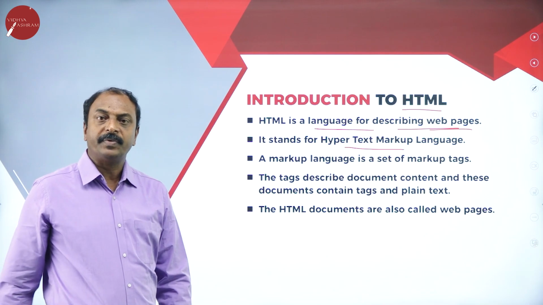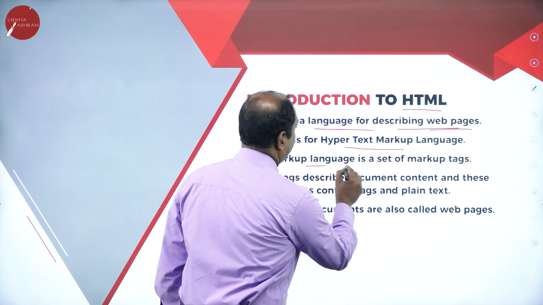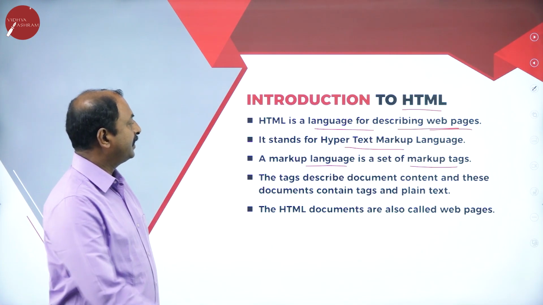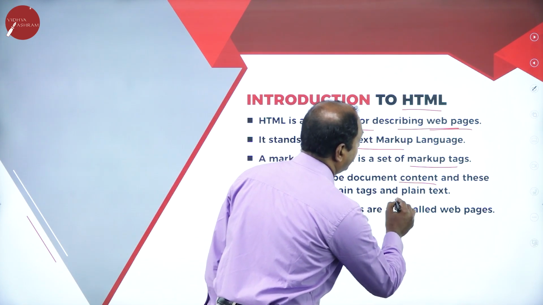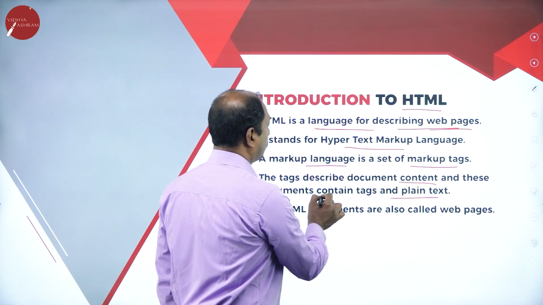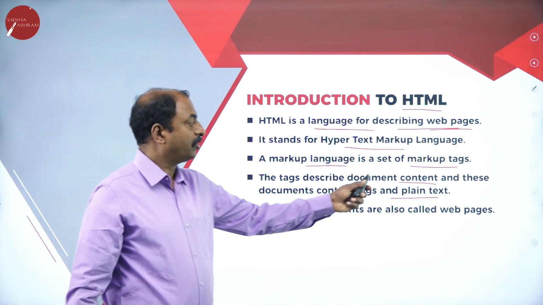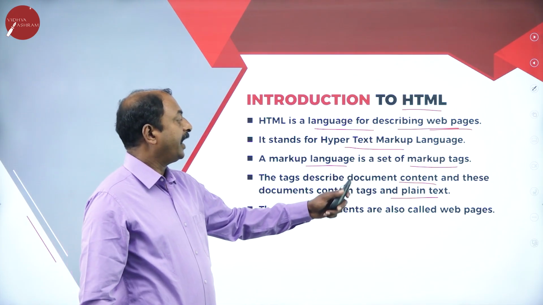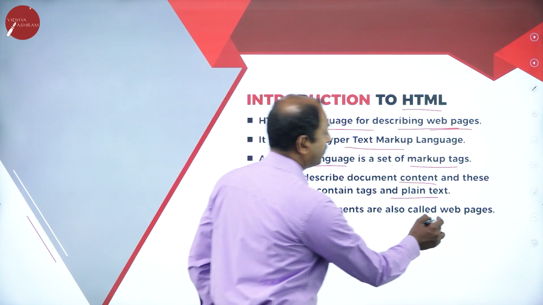language. Means the full form of HTML is hypertext markup language, and markup language is nothing but it has a set of tags. It is called markup tags, and here the tags describe the document content, and these documents contain tags and plain text. So the content of the web page is described by these tags, and inside the tags we can have plain text. And the HTML documents are also called web pages.